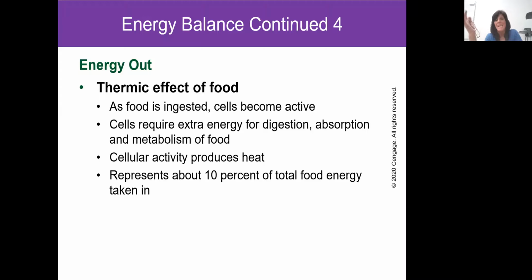About 10% of your total food energy that you take in is usually affected by the thermic effect of food. So in other words, if you look at everything you eat in a day, about 10% of that is affected and gives you a little extra boost of calorie use because of the temperature of the food or the drink that you're taking in.